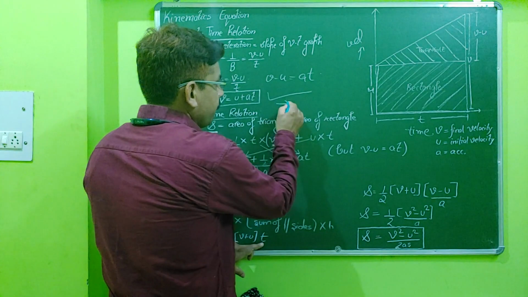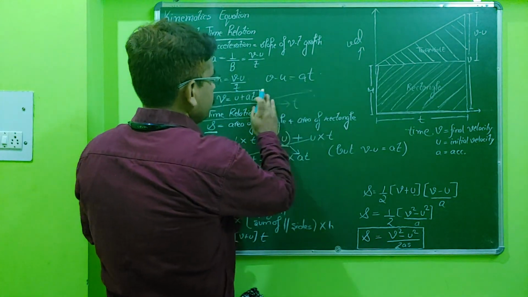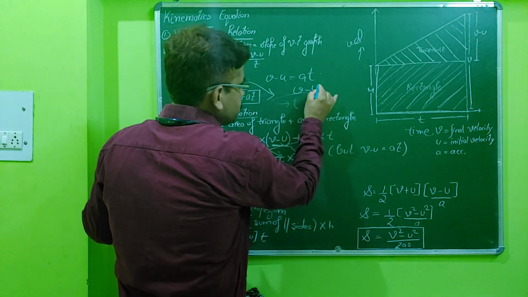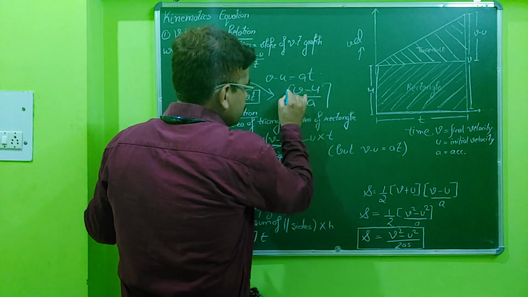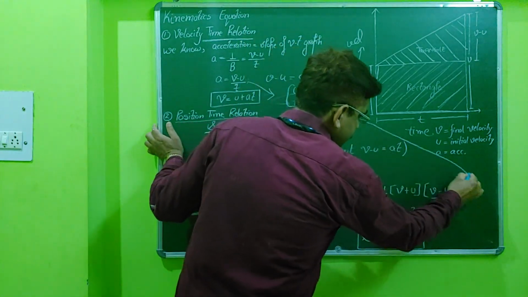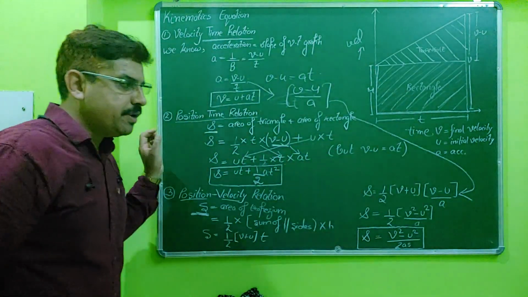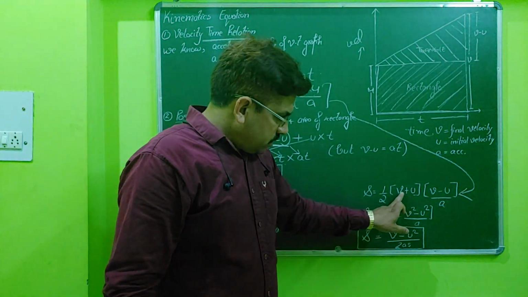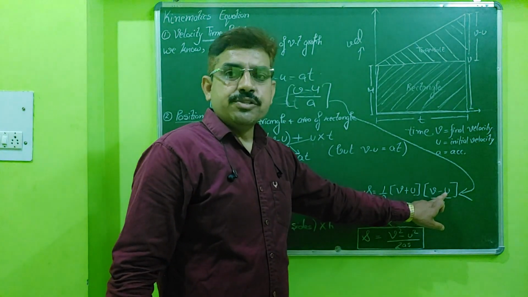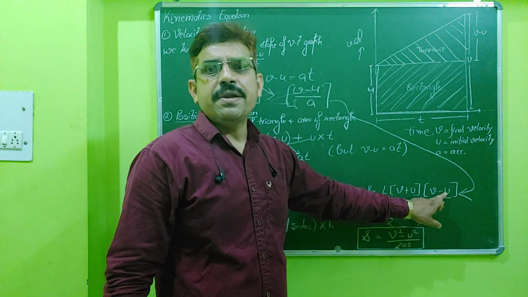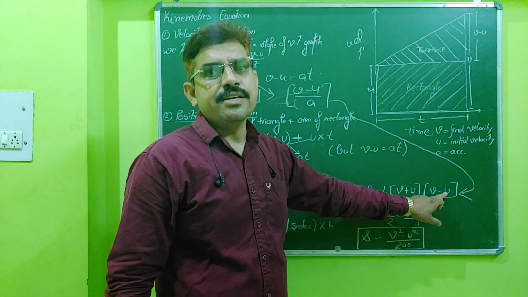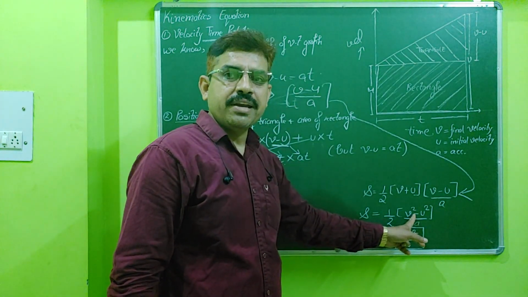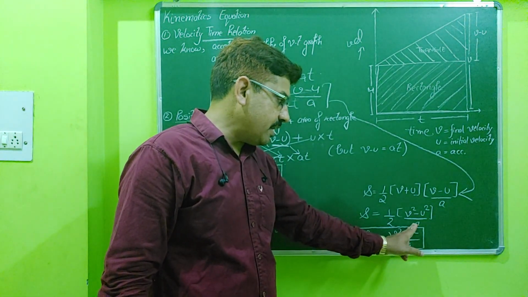From this equation, what is T? If I go directly from this equation, T is equal to V minus U over A. So I just write this equation at this place. So S is equal to half into V plus U into V minus U over A. You know that A plus B into A minus B is A square minus B square. So that is why I wrote here V square minus U square, and simply I wrote A here.